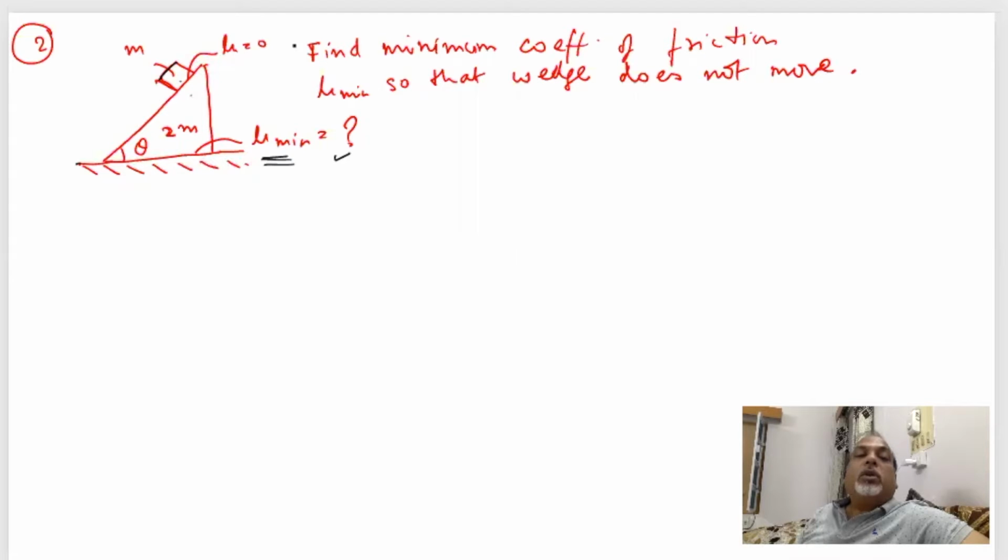So, what is the question? Find the minimum coefficient of friction between the wedge and floor so that the wedge does not move. Of course, if there is no friction, this wedge will start moving. So let us see, let us make the free body diagram.